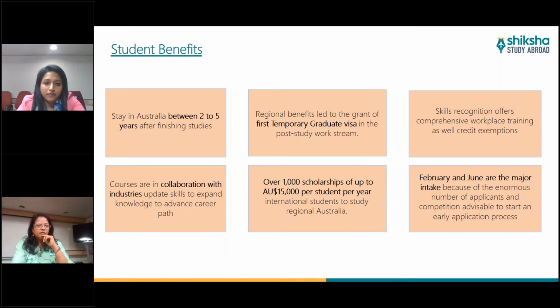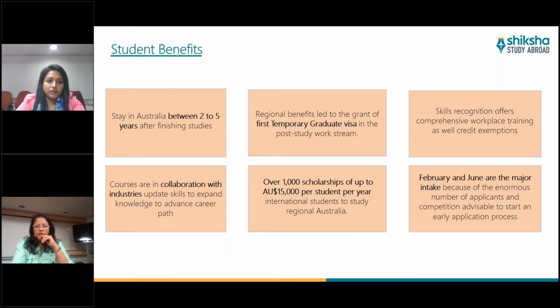Students can stay in Australia between 2 to 5 years with post-study benefits after the completion of studies. Regional benefits are always very important for students because they open the way to the temporary graduate visa after the completion of studies. Courses are in collaboration with industries, further adding skills to expand knowledge and advance your career on a global market, which is very important in today's scenario when things are more competitive and the job market is open to skilled and knowledgeable candidates.